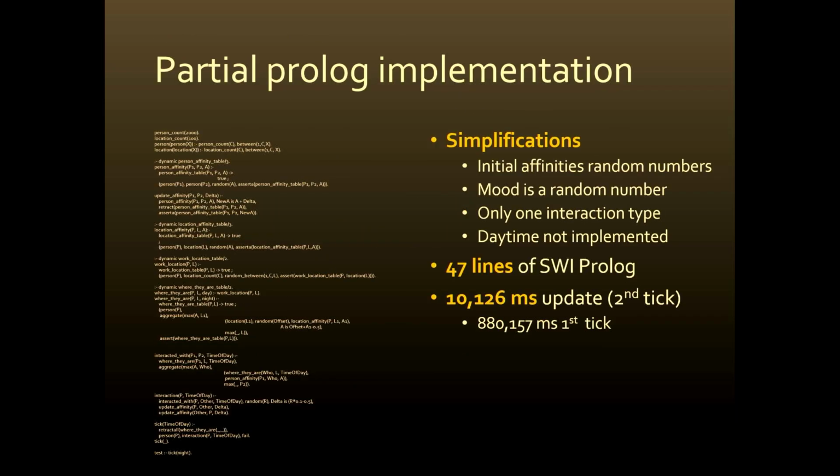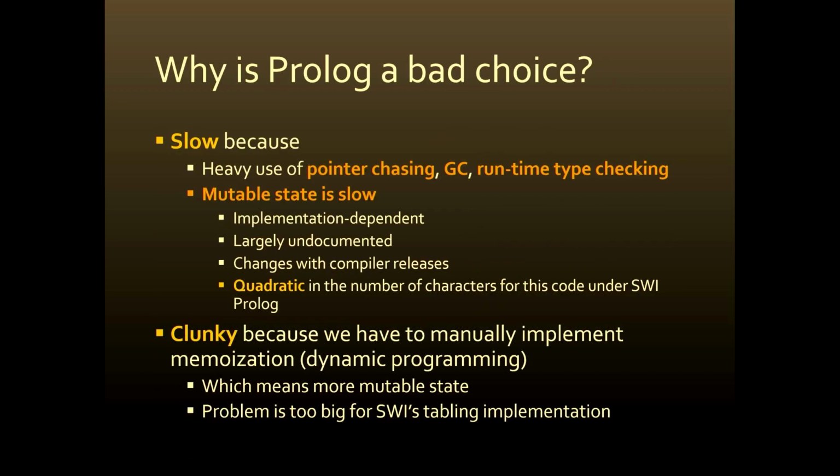So this is a partial implementation of our benchmark in Prolog. It's disappointingly large, but what matters here is that for the previous implementation, this number was 6. All right, so that's 4 orders of magnitude slower. Why is that? Well, Prolog has to do a lot of pointer chasing, garbage collection, runtime type checking, things like that. And mutable state just is not designed for this use case.